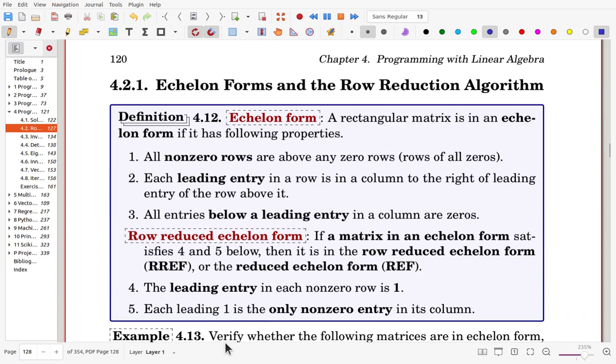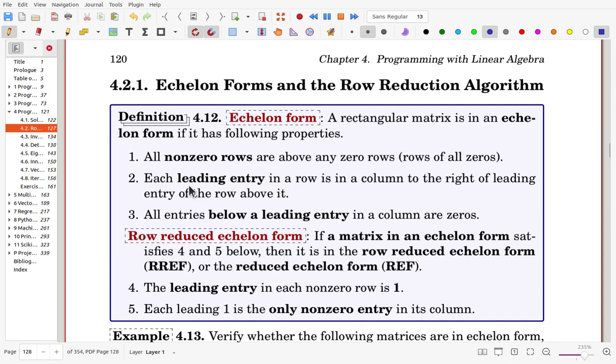Here we define echelon forms and consider the row reduction algorithm. A rectangular matrix is in an echelon form if it has the following properties. All non-zero rows are above any zero rows. If a row has a non-zero entry, then it must be above any zero rows. That means rows of all zeros should go down. By using interchange, you can do it.